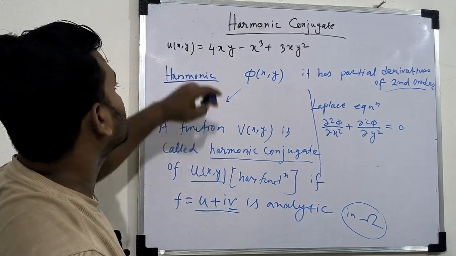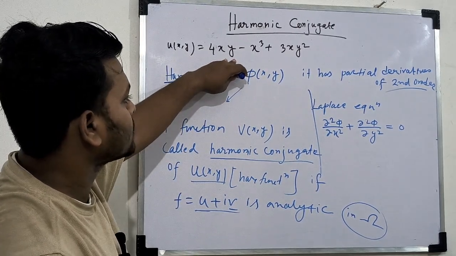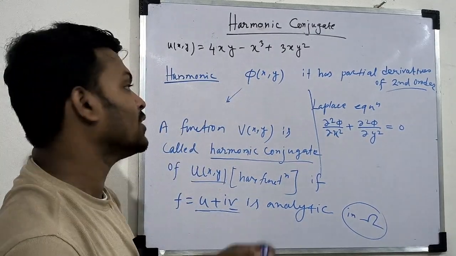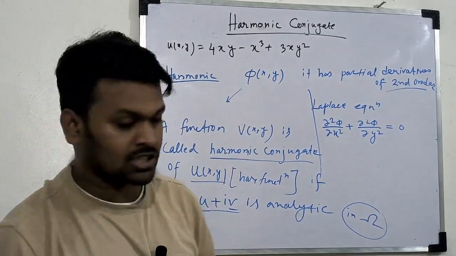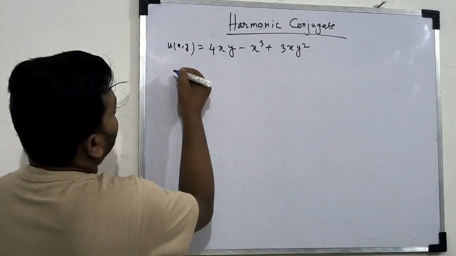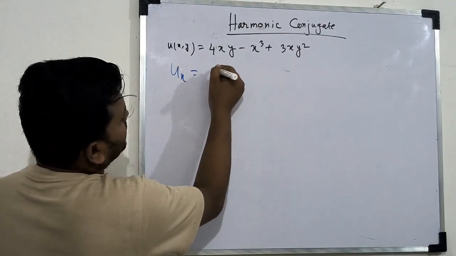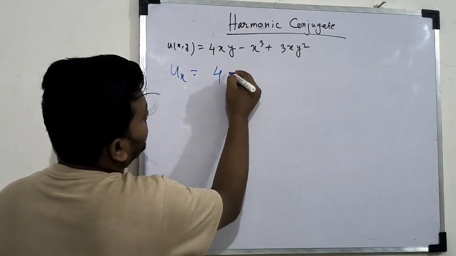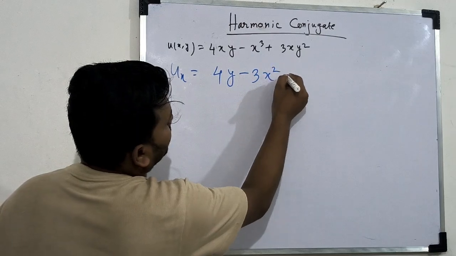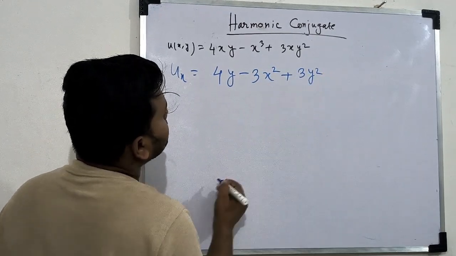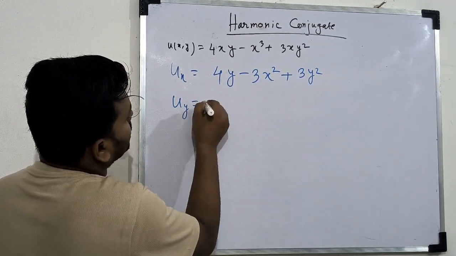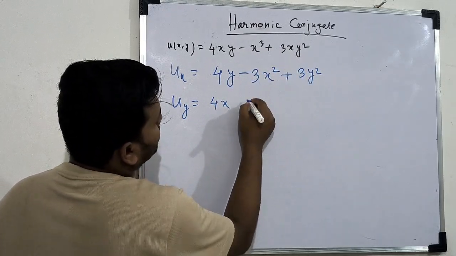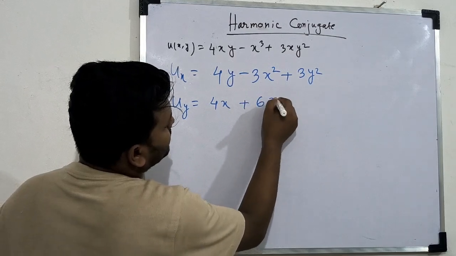Here u of x, y is given. First we check whether it is a harmonic function or not. If harmonic, then we find the harmonic conjugate function of u. First we find ux, that is, we differentiate u with respect to x. We get 4y minus 3x square plus 3y square, and uy equal to 4x, and from this we get 6xy.